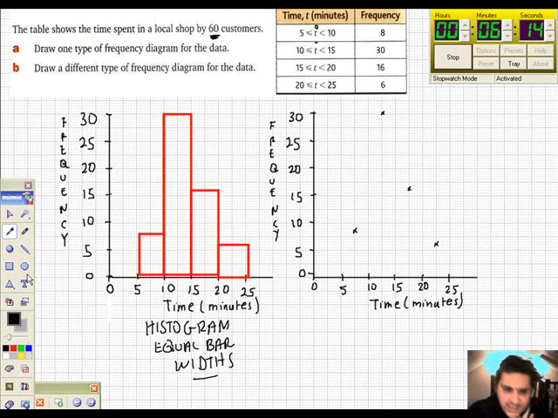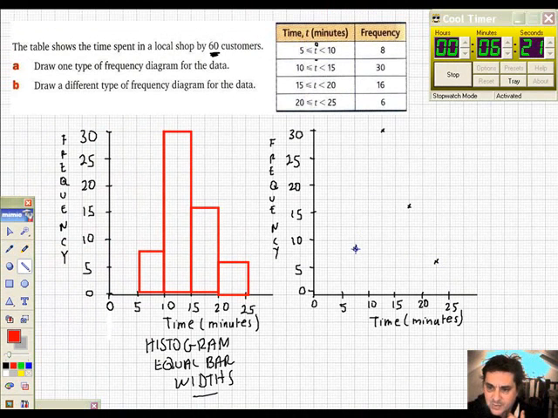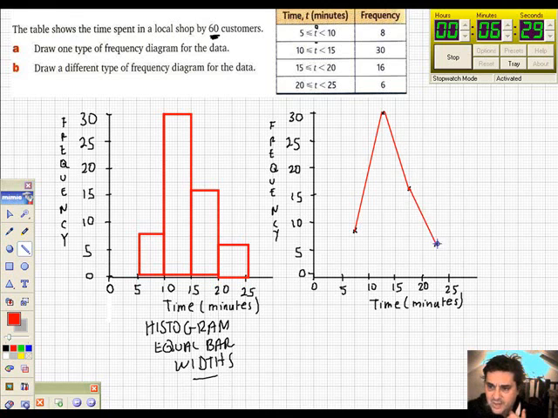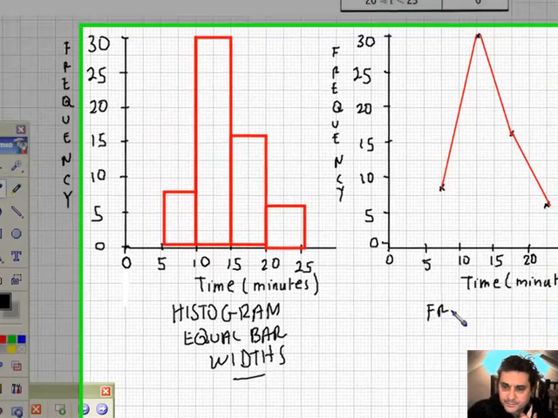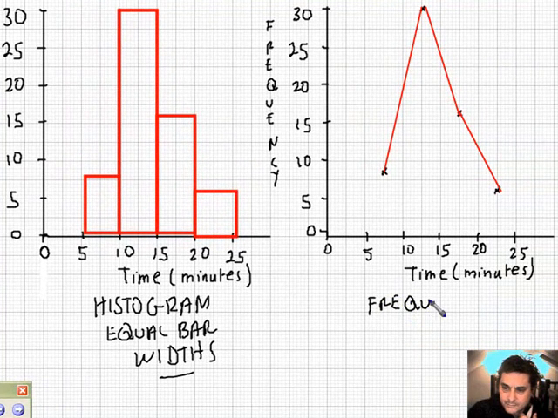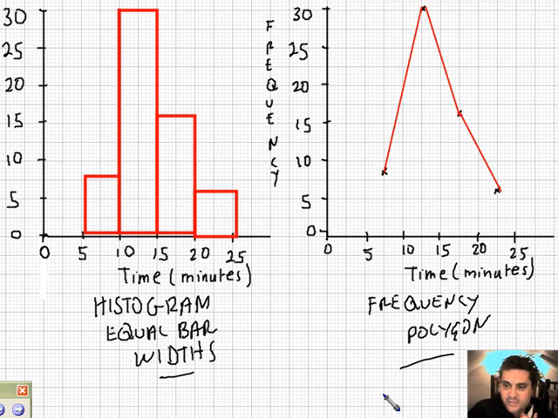Now my job is to try and cleverly join them with a line. So start there, okay, dot to dot, start here, lift off the pen, put it down, and that is the frequency polygon. I'm really happy with that, and that's called a frequency polygon. Very happy for a first time.